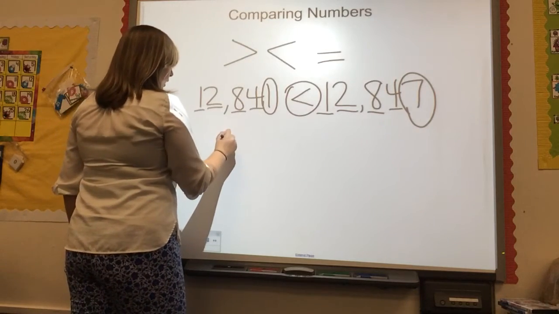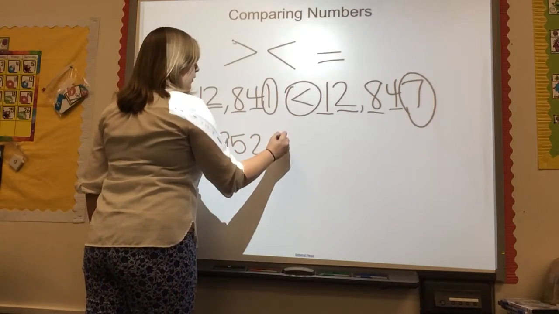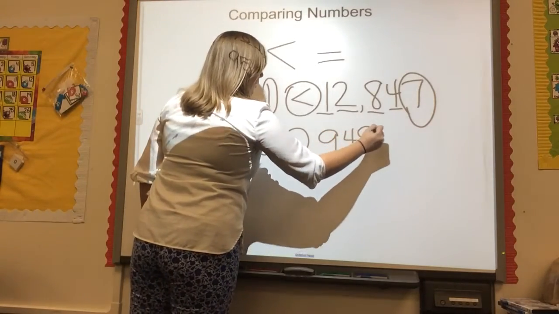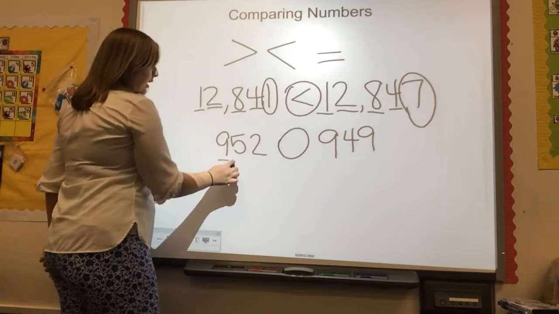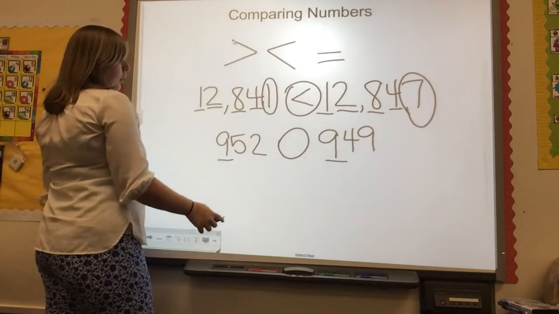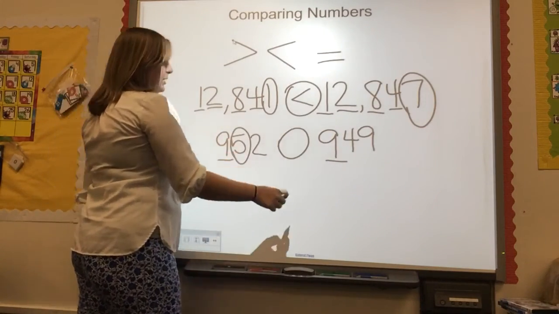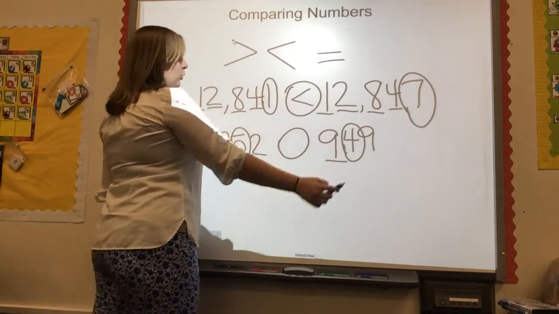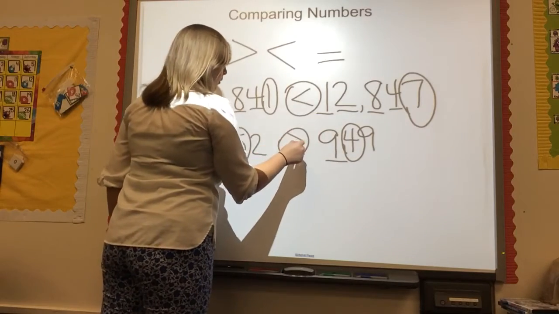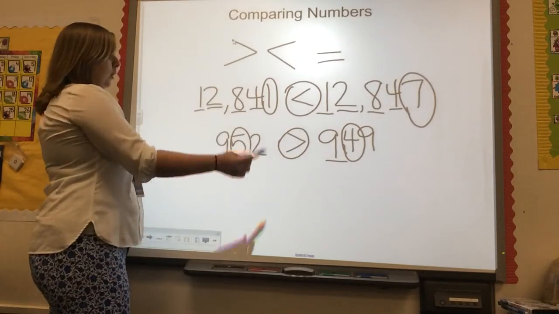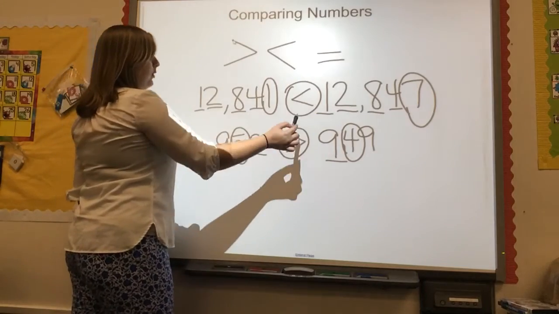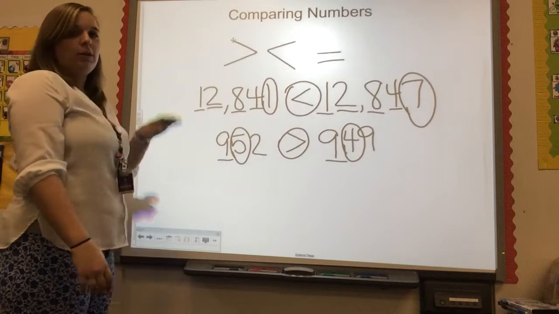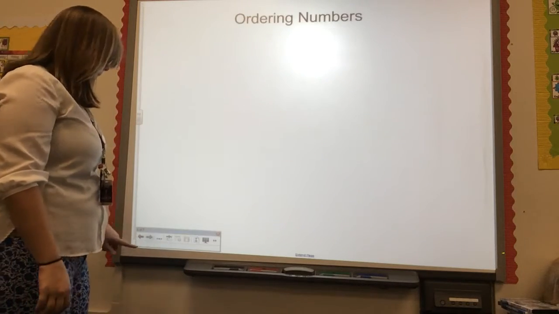All right, let's do one more. Let's say I had 952 and 949. Okay, I have a 9 in my hundreds, that doesn't help me. But look, 5 in my tens here, 4 in my tens there. 5, we know, is greater than 4, so my alligator will open this way. 952 is greater than 949. All right, comparing numbers was simple. You've done it for a while.